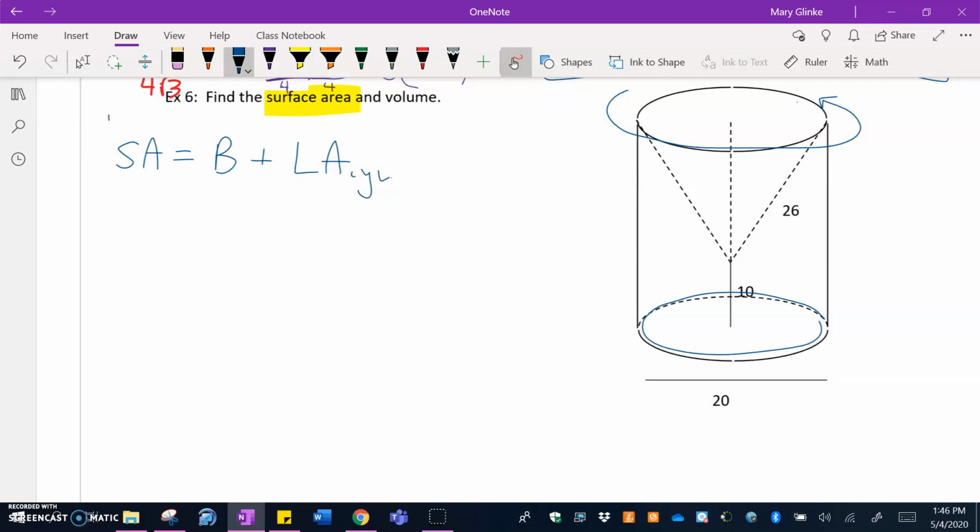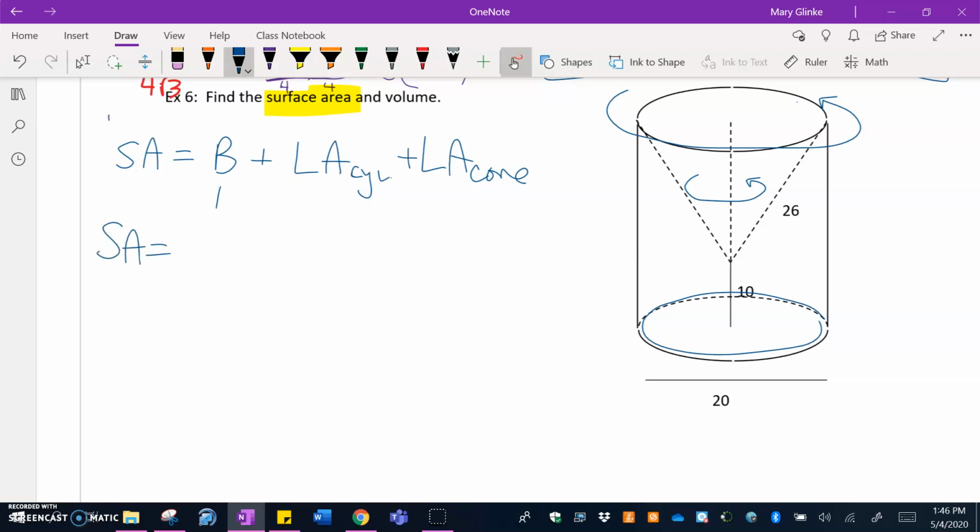But then we also want the area around this part that's drilled out here, the lateral area of the cone. So if we add the area of the base plus the lateral area of the cylinder plus the lateral area of the cone, we then would have our total surface area. Let's start finding what all of those would be.